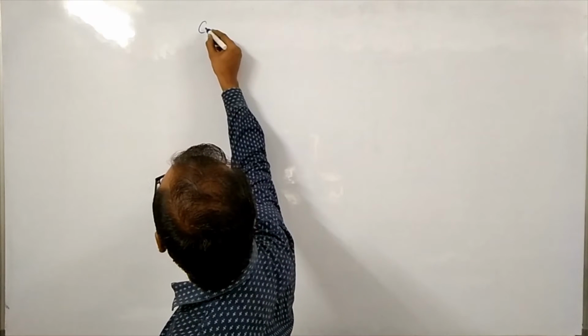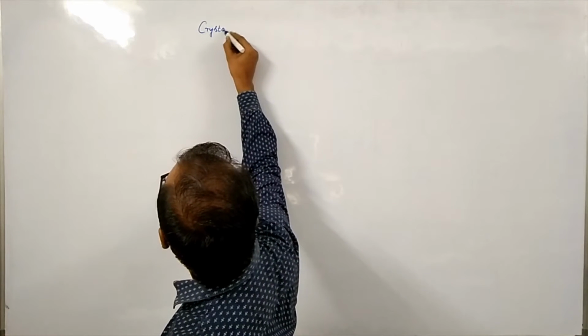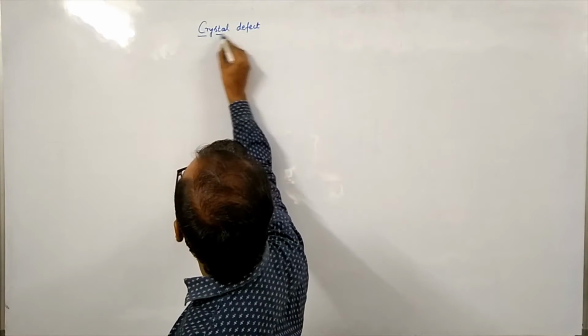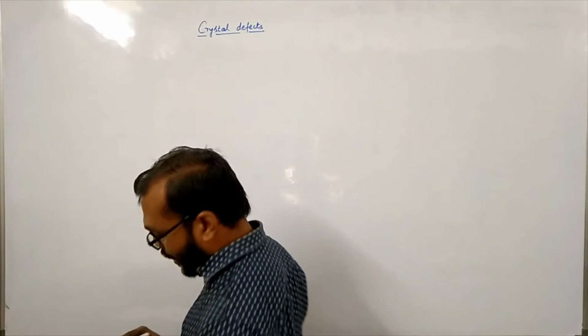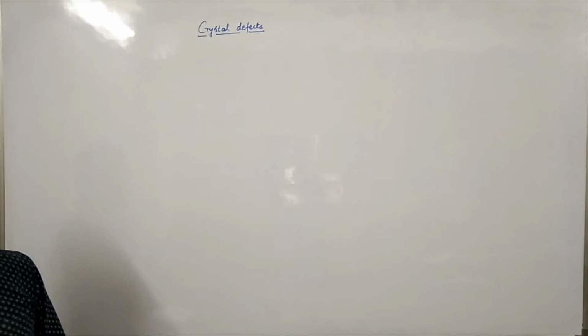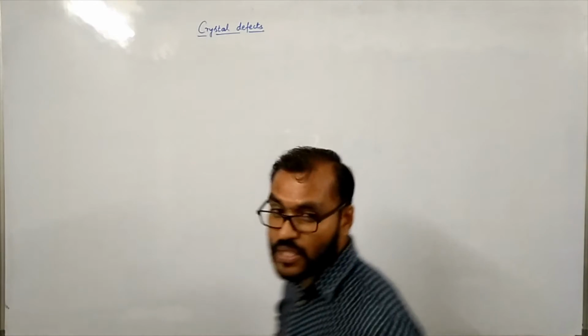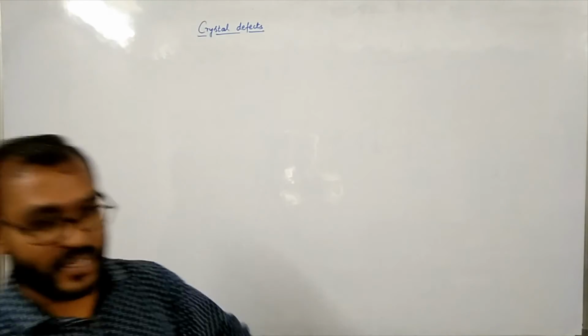Types of crystal defects. What are crystals? Ionic crystals mean cations and anions are arranged in a regular manner, right? So they will form perfect ionic crystals. Now defects means something may be missing or something may be in excess.